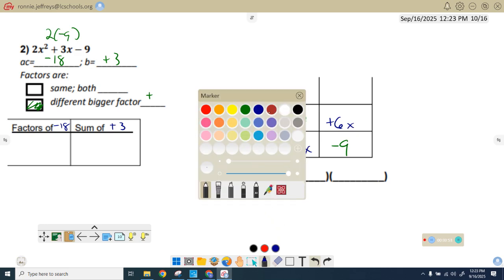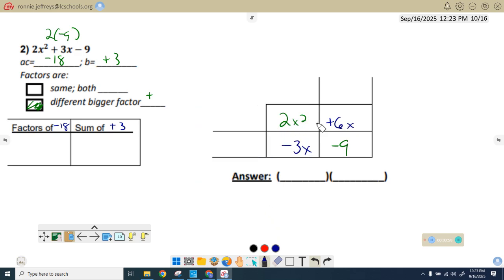Now, the biggest number I can divide out of 2 and 6 is 2. The smallest power x is x. Got another negative, so negative goes here. The biggest thing I can take out of 3 and 9 is 3. And then 2x minus 3, or 2x minus 3.